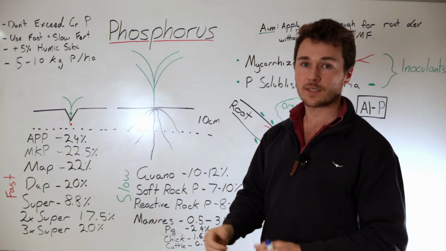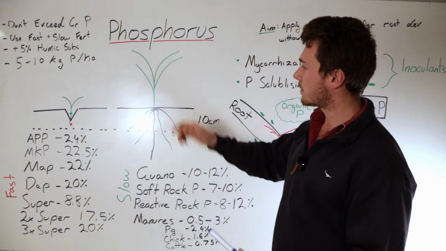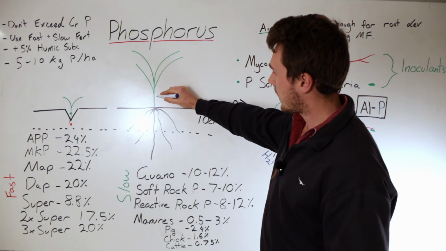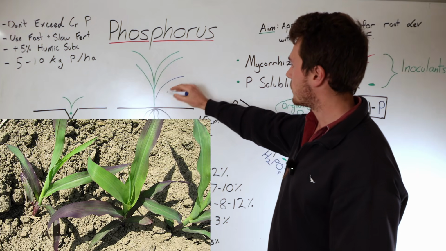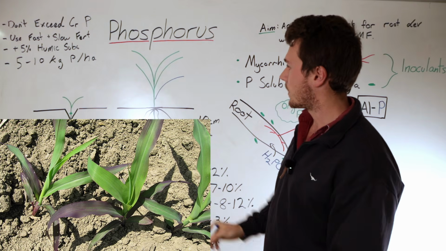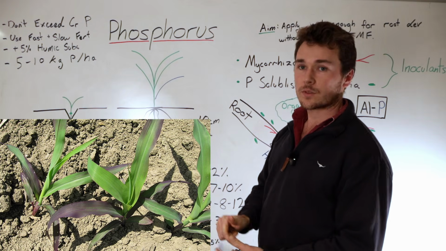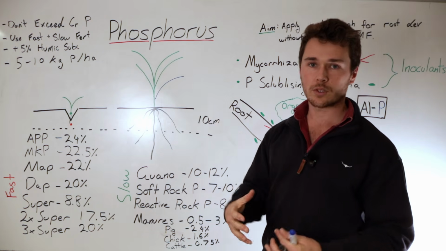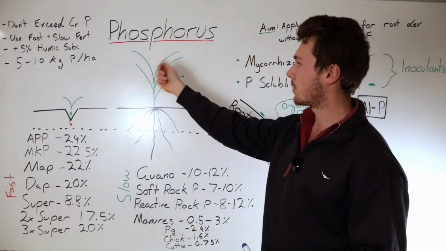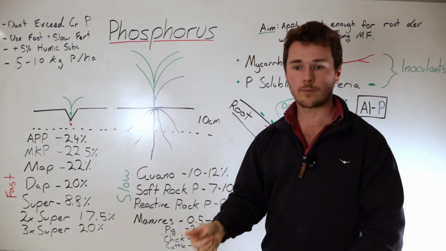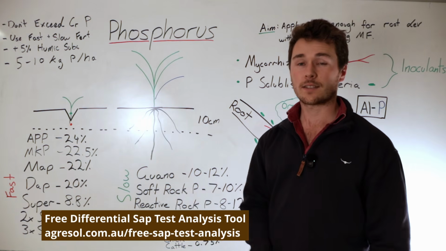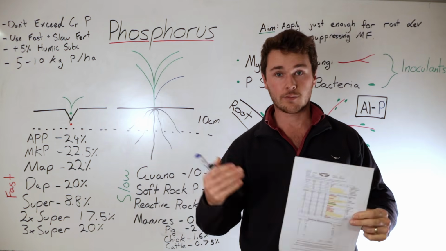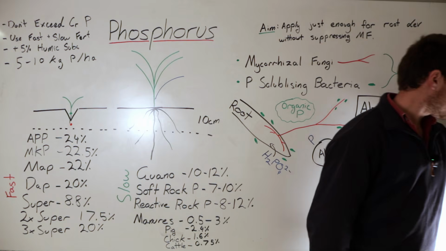So with the differential sap tests, we know that phosphorus in the plant will move from the older leaves into the younger leaves. And basically we get this purple tinge coming out in the leaves when that happens. We can take a differential sap test, which will tell us that movement of those minerals within the plant. So we take an old leaf, we take a new leaf, send them to the lab, compare them, use our free differential sap test analysis tool, which looks like this. It'll tell you whether or not you have a deficiency in your plant.